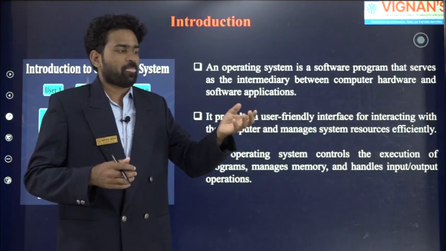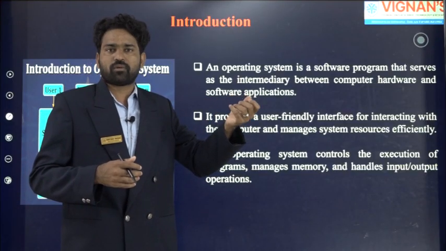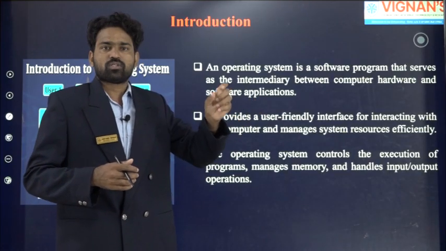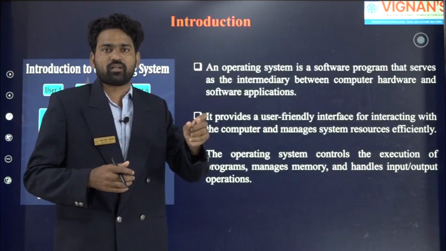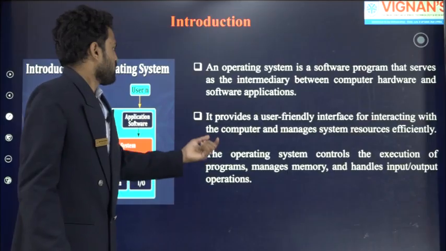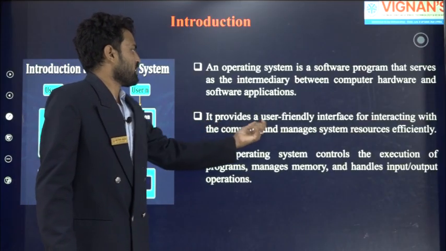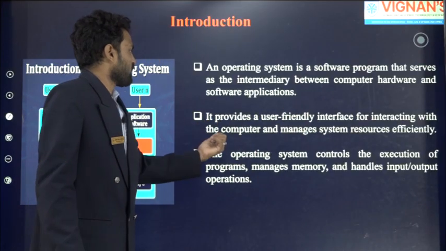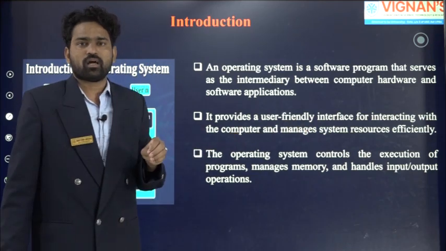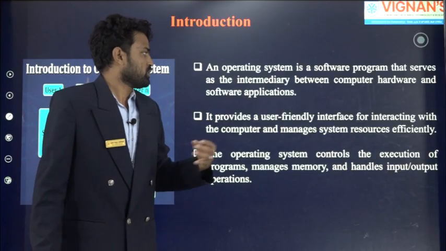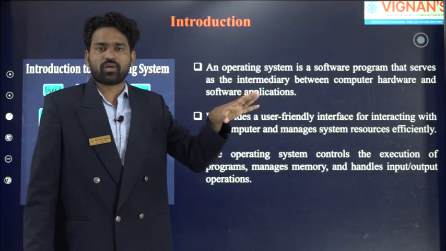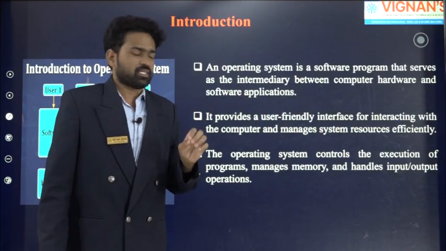Whenever any software wants permission to access the hardware, we need to decide which software can access the hardware. This process is handled by the operating system. It provides a user friendly interface for interacting with the computer and manages system resources efficiently. So the OS is the user friendly interface for interacting with the software applications as well as hardware.